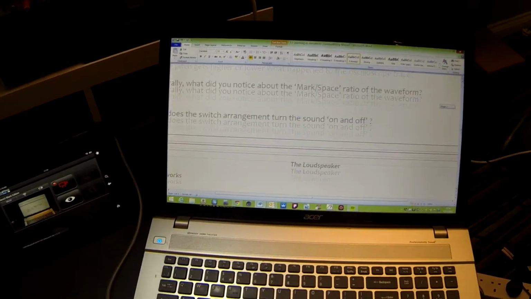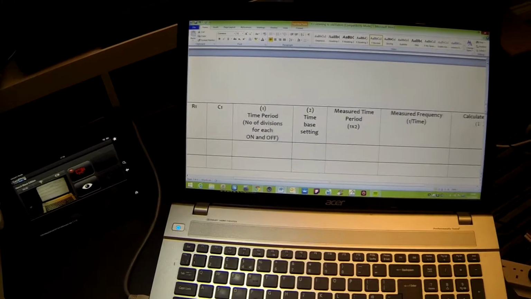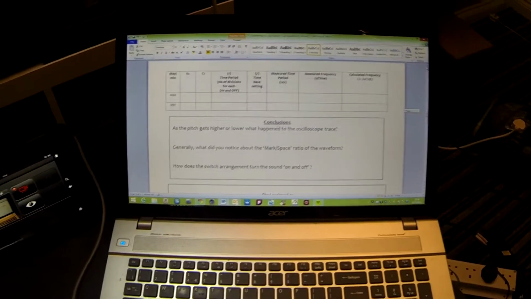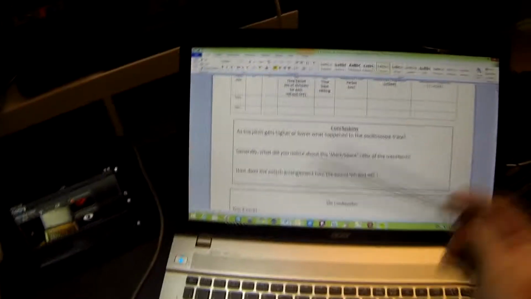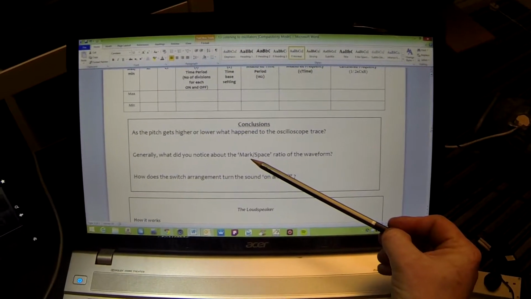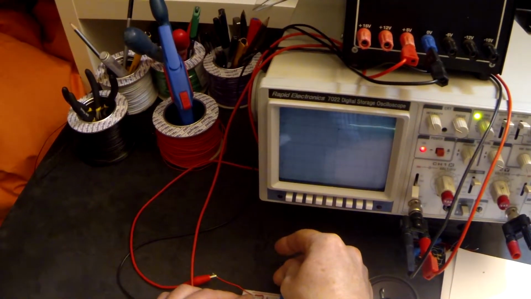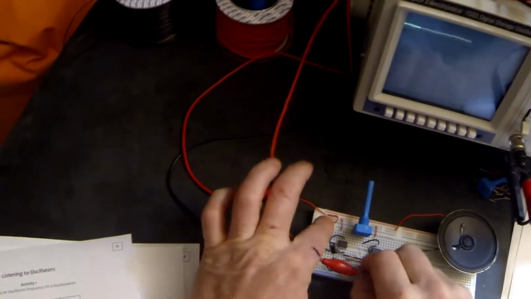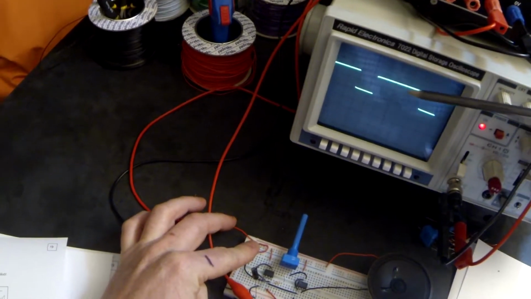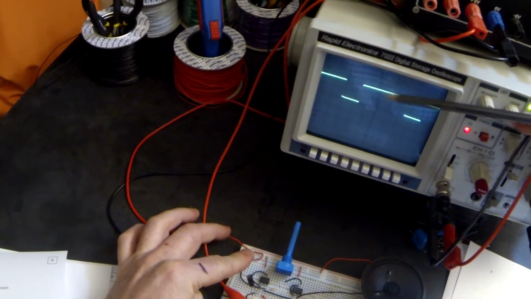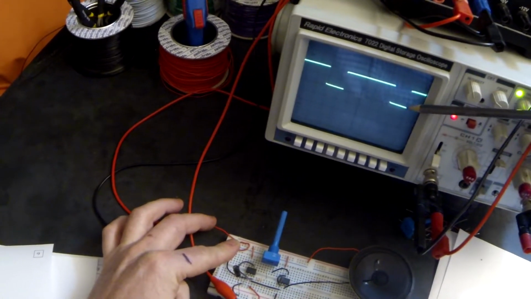Finally, just having a little look at the results. Generally, what did you notice about the mark space ratio of the waveform? Well, if we just go back to our waveform, I'm going to just increase the frequency again. Sorry, I need to connect that back up. You can quite clearly see that the mark is much longer than the space, probably a ratio of about 3:1.